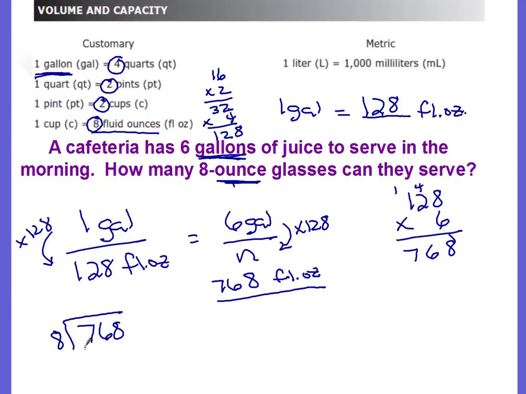Okay, 8 does not go into 7, so I'm going to put a 0 above the 7. 8 will go into 76 9 times, which is 72. Subtract 6 minus 2 is 4. 7 minus 7 is 0. Bring down this 8. And 8 will go into 48 6 times, which is 48 with a 0 remainder. So the answer would be that they can serve 96 glasses.